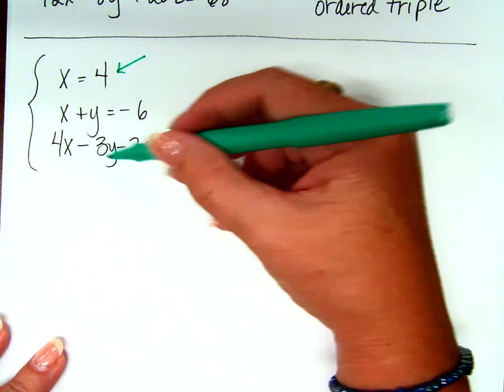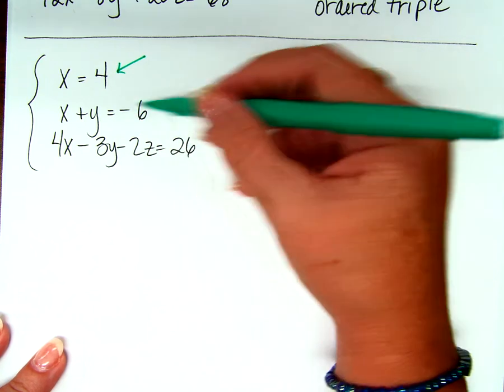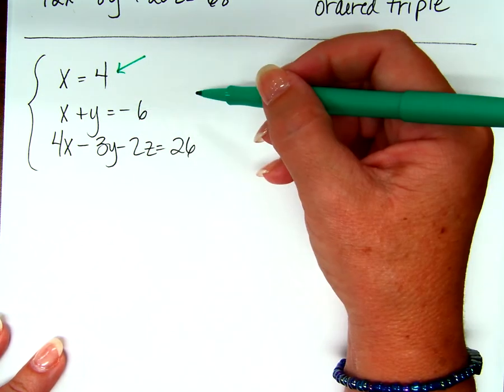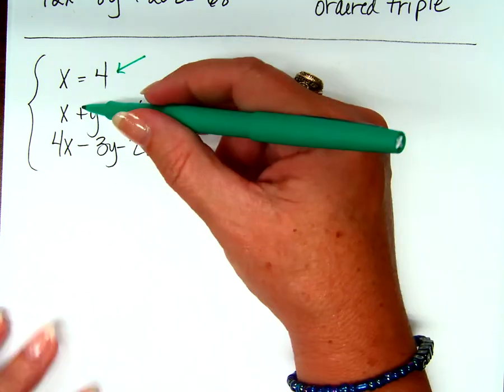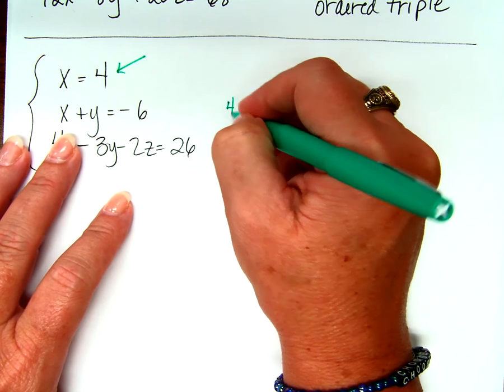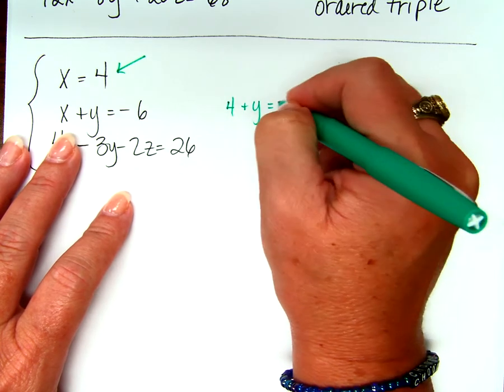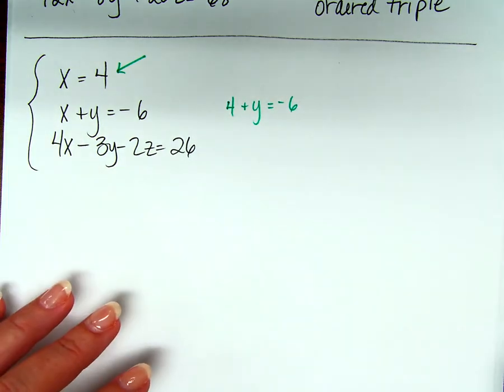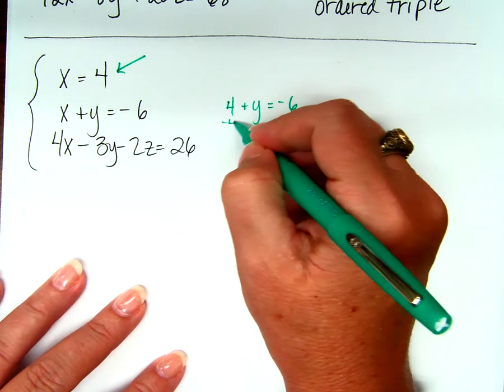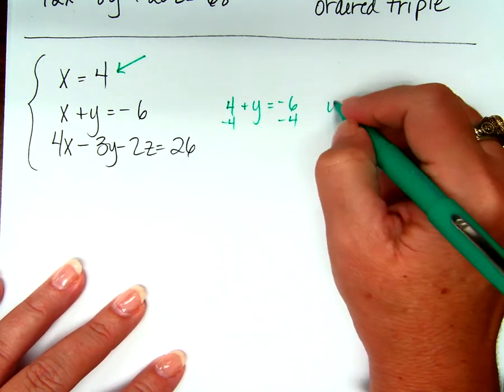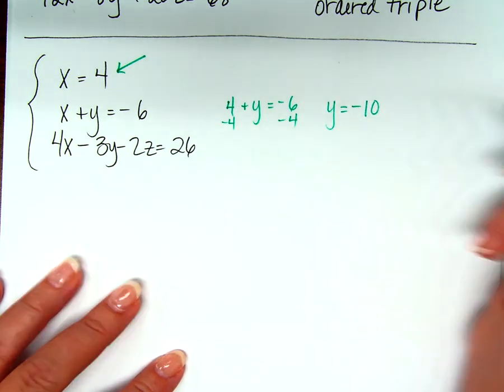To the bottom one? Oh, the second one. Why would I plug it into the second one first? Oh, if I plug it into the second one first, 4 plus y equals negative 6, I'm going to know what y equals, aren't I? So if I subtract 4 from both sides, I get y equals negative 10.